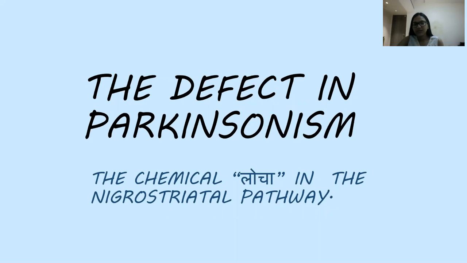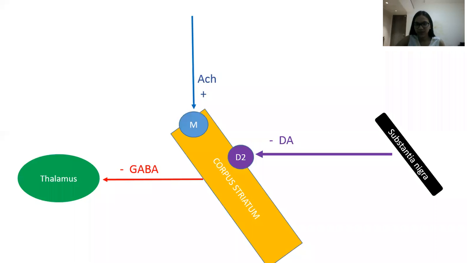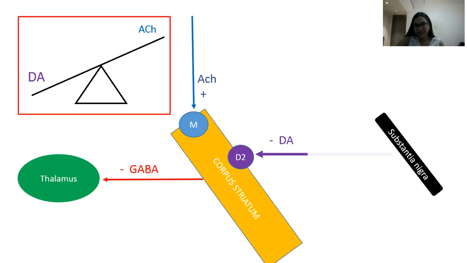The defect mainly occurs in the nigrostriatal pathway, where basically the dopamine and acetylcholine both act via different neurons on the corpus striatum, and depending on which neurotransmitter is acting, they either decrease or increase the release of inhibitory GABA neurotransmitter. Now, in Parkinson disease, dopamine is produced less in quantity. And hence, in very simple terms, we can say that there is an imbalance between dopamine and acetylcholine.